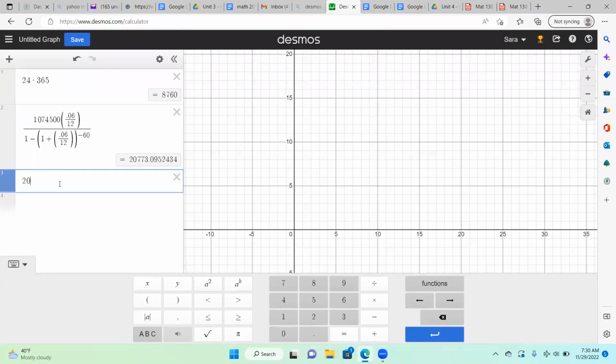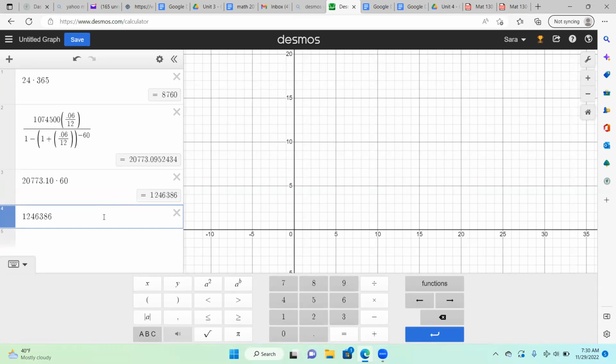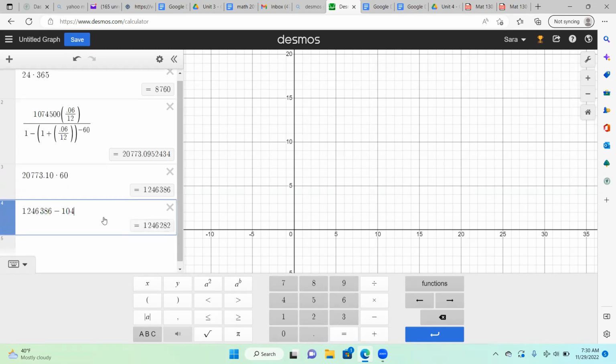Had we made these payments for 60 months, this is how much we would have paid overall for the car: 1, 2, 4, 6, 3, 8, 6, minus what we borrowed. So we would have paid $171,886 in interest.